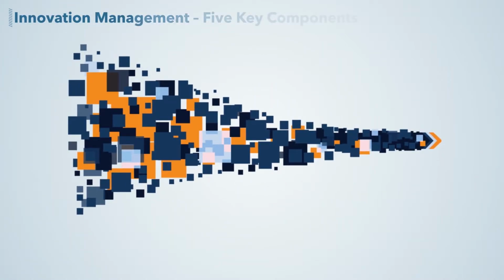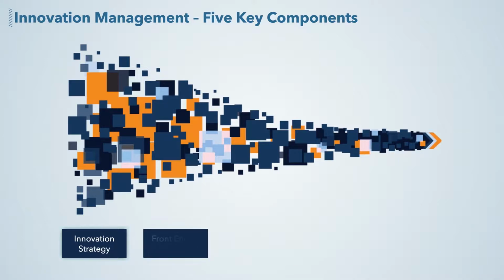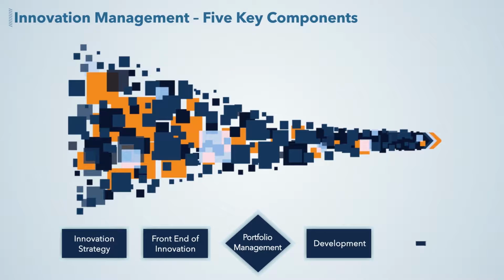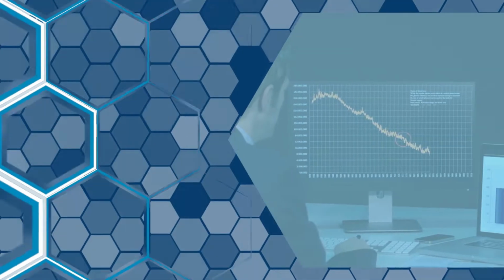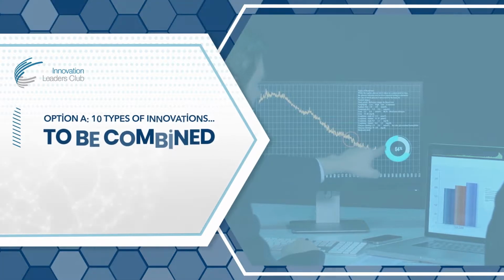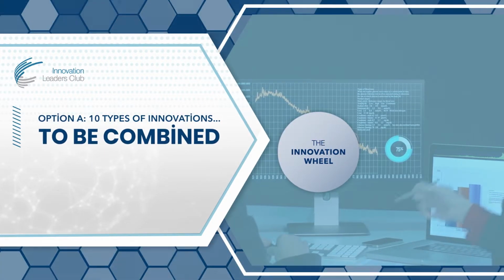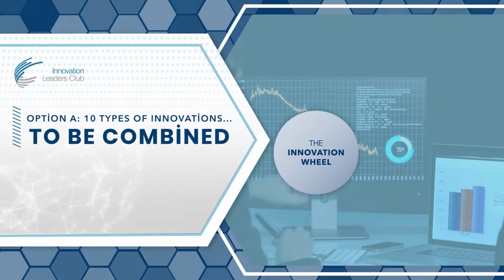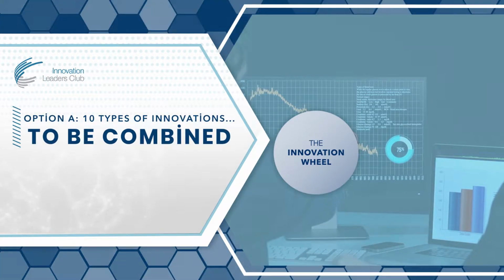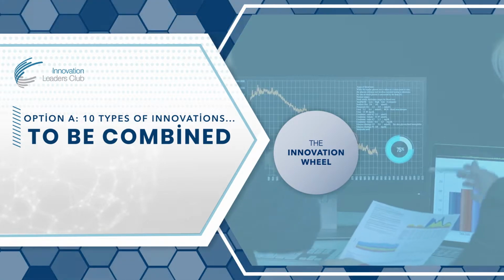An innovation management system has 5 key components: innovation strategy, front end of innovation, project portfolio management, innovation development, and innovation launch. The definition of innovation applies to all components of the innovation management system. As proposed by Doblin, innovation can take several forms, but innovation leaders usually consider 10 types of innovations that can be combined. These 10 types of innovations can be classified into 3 categories.